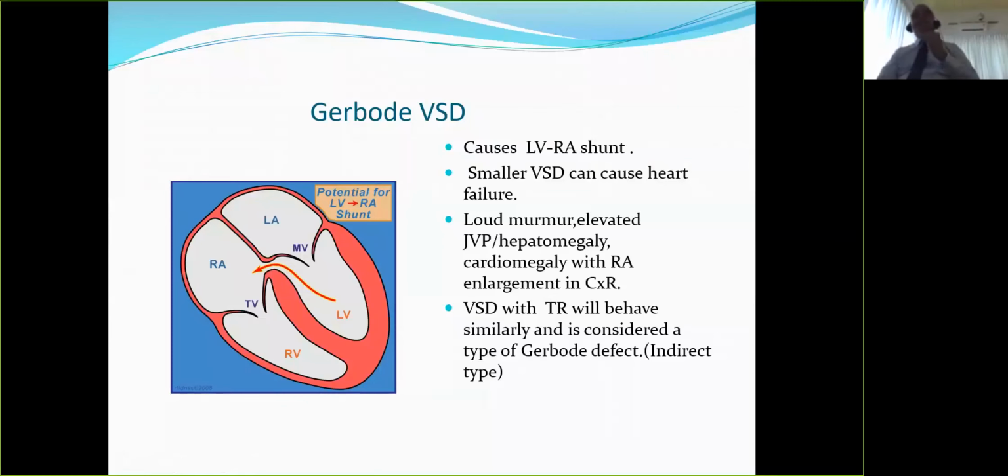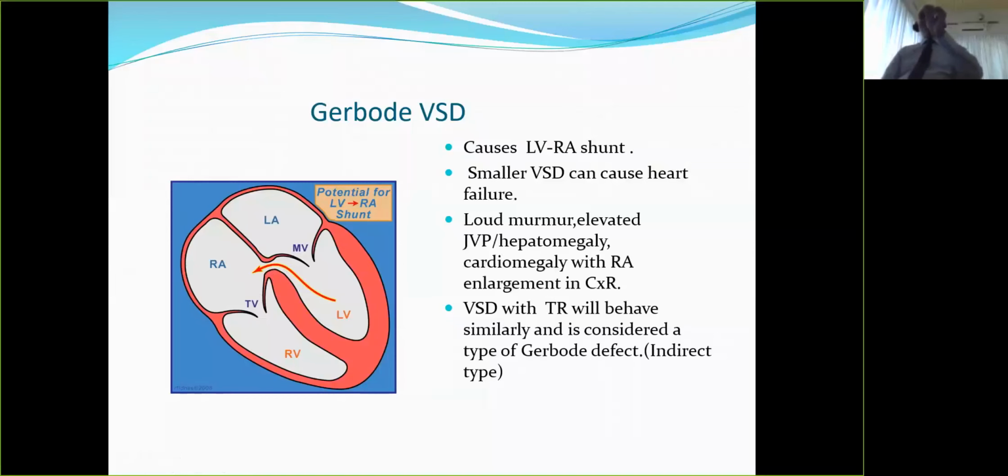There is an indirect Gerbode defect. After all, the defining feature of Gerbode is a VSD which is getting into the RA. That can also happen with a regular perimembranous defect which will occur here, not in the atrioventricular septum, but below the septal leaflet of the tricuspid valve. Remember, the septal leaflet of the tricuspid valve has a habit of getting stuck to the septum. So when you have a VSD here, this VSD may shunt into the RA. That is called an indirect Gerbode defect. So these are the two types of Gerbode defects.